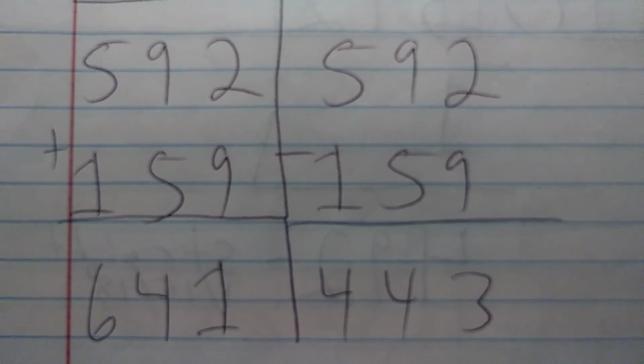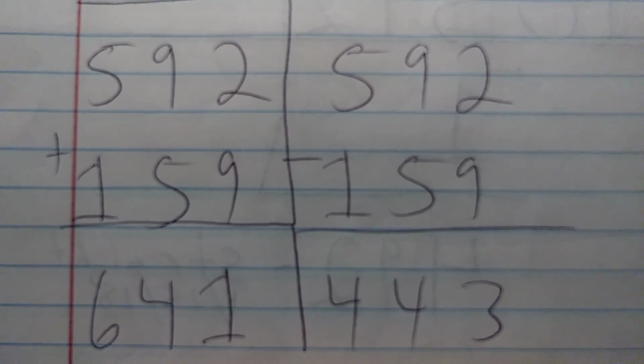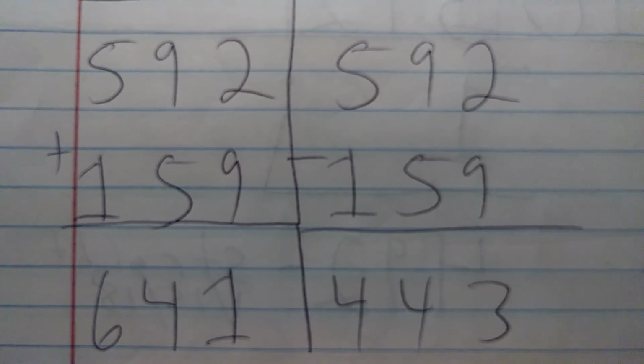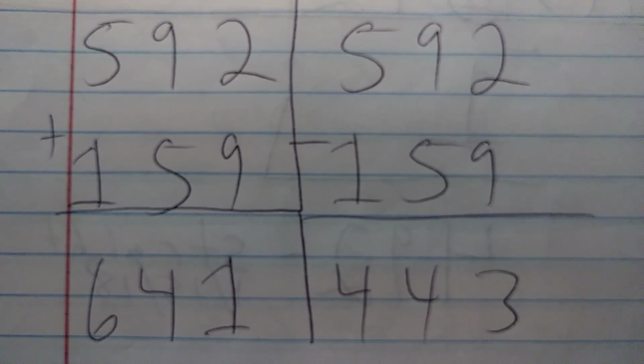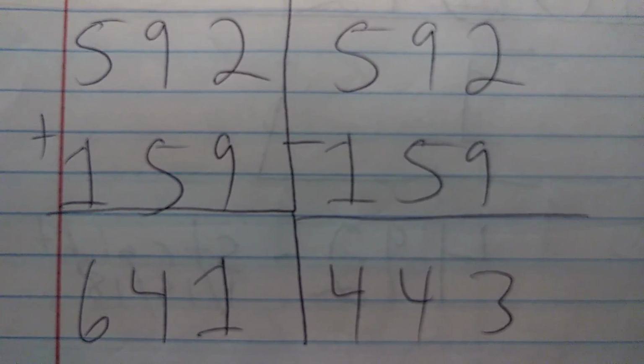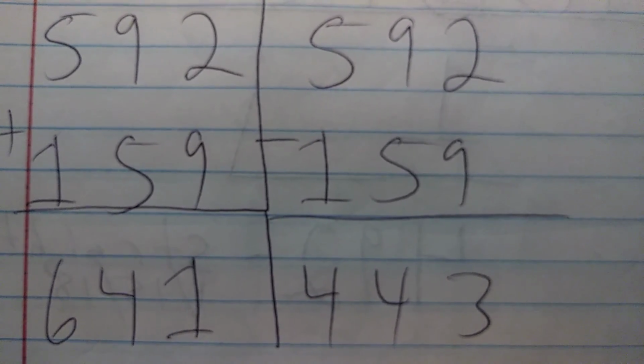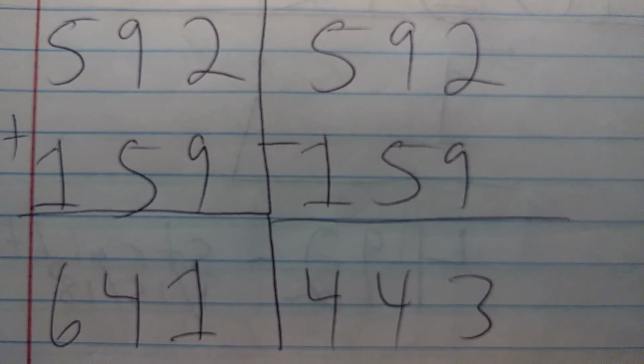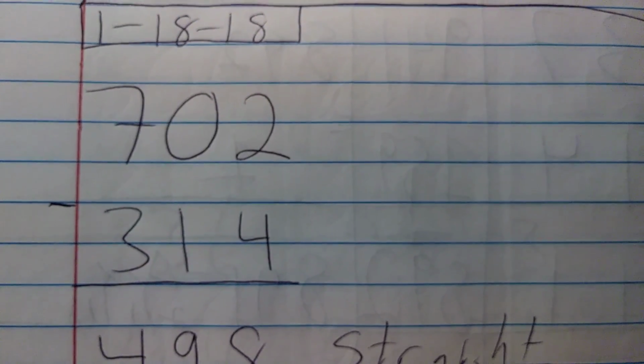You're going to take 592. You're going to add 159 to that. So 5 plus 1 is 6. 9 plus 5 is 14. Keep the 4. And then 2 plus 9 is 11. Keep the 1. You're going to also subtract off the 159. 5 minus 1 is 4. 9 minus 5 is 4, and then 12 minus 9 is 3. So 641 and 443 did not hit in the next 7 days. So from this point, I'm just going to show you what did hit and not what did not hit.